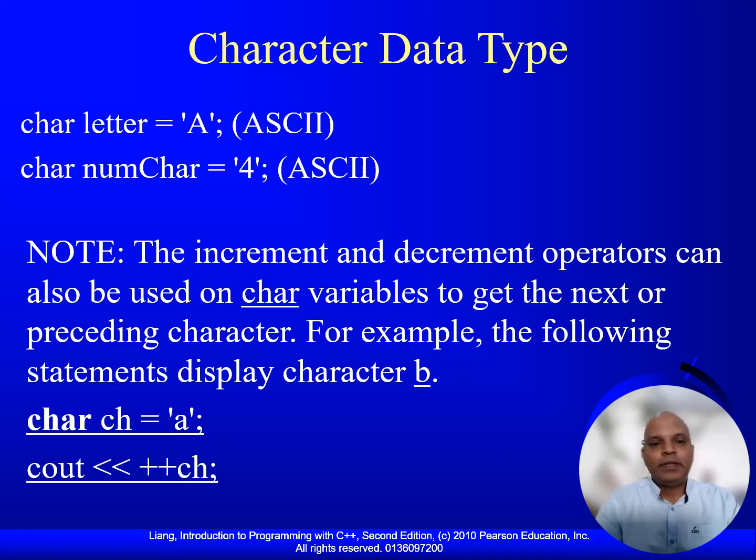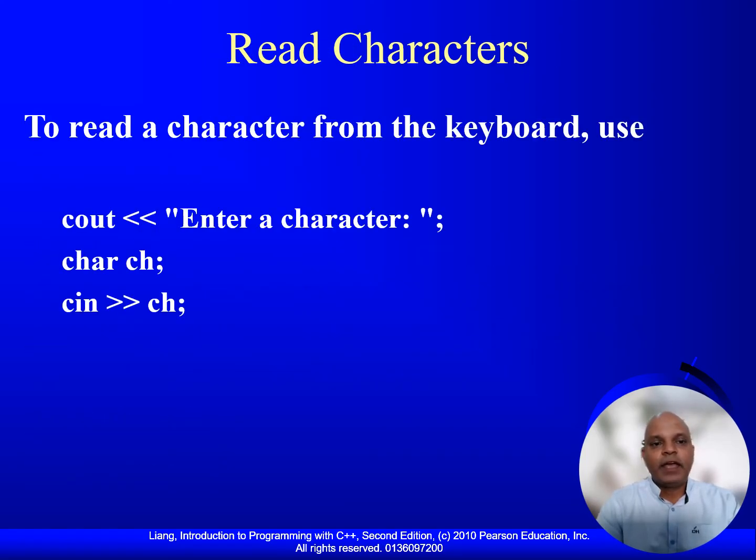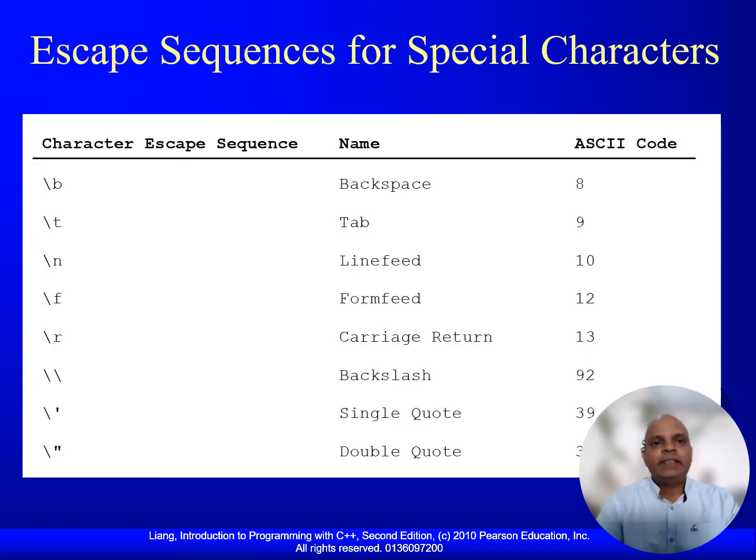Character data type. To read characters from the keyboard, it's cin, in this case char ch. ch is my variable, and I'm going to store either letter A, B, C, D, E, F. Escape sequences for special characters: \b is backspace, \t is for tab. You'll include this in your cout statement. We've done this.